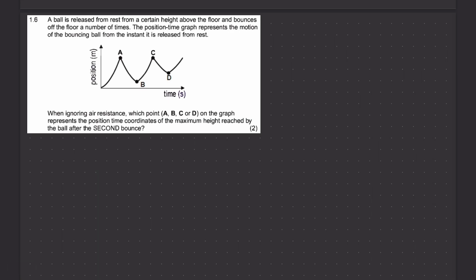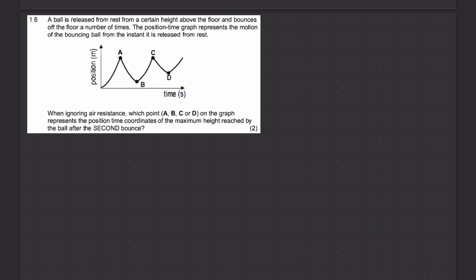Okay, question 1.6. A ball is released from rest from a certain height above the floor and bounces off the floor a number of times. The position time graph represents the motion of the ball bouncing from the instant it is released from rest. When ignoring air resistance, which point A, B, C, or D on the graph represents the position time coordinate of the maximum height reached by the ball after the second bounce? Now, this graph is a little tricky to interpret the way it is now.